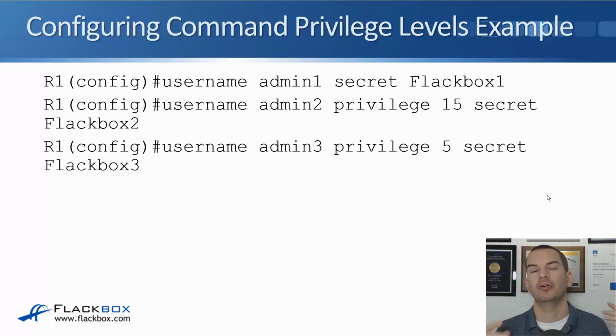Okay, let's take this a stage further, and the easiest way to explain this is by giving you an example that we'll work through. So here I've configured username admin1, secret FLACKBOX1, no privilege level specified, so they get privilege level 1. Username admin2, privilege 15, secret FLACKBOX2, and username admin3, privilege 5, secret FLACKBOX3. So when admin1 logs in, we're at privilege level 1, admin2 is at level 15, and admin3 is at level 5.